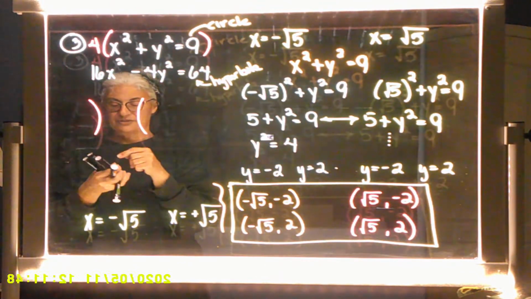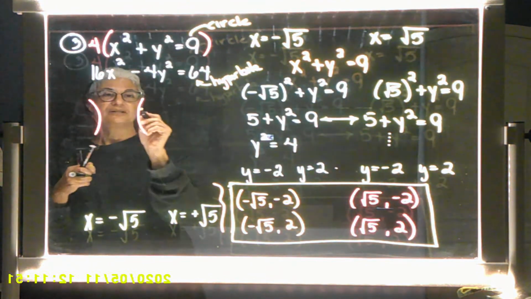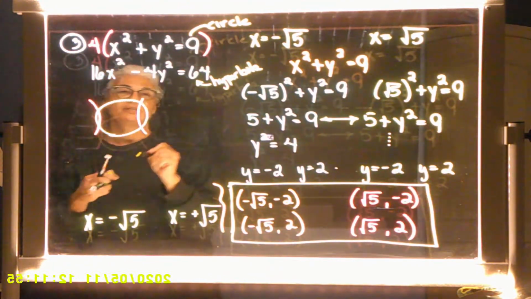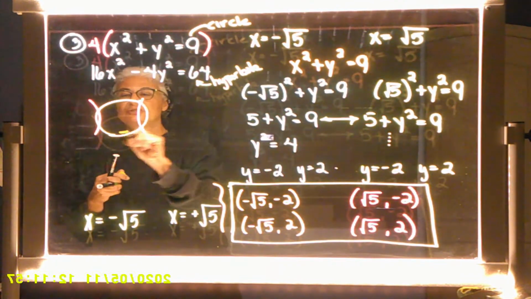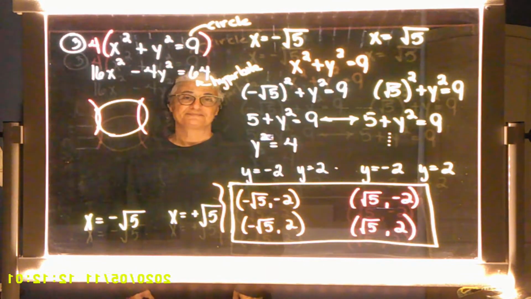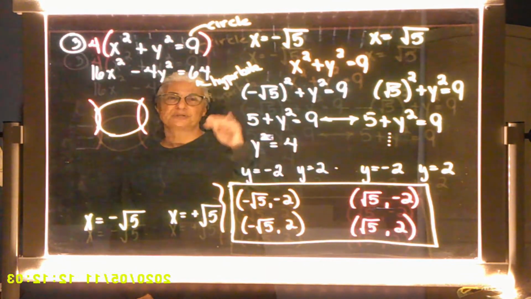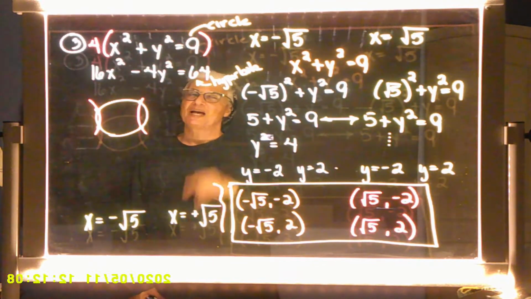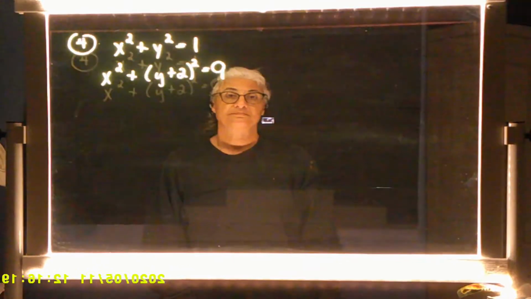And then I've got this circle. Well, according to these answers, my circle intersects this hyperbola in 4 points: 1, 2, 3, 4, which is why I got 4 answers. Just to give you a quick sketch visually. Does this make sense? Okay, I got one more for us, so hang in there.